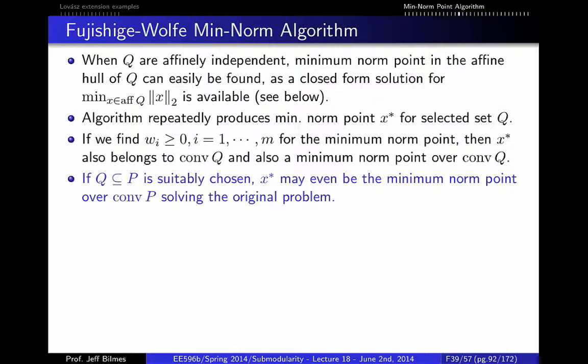And if Q is auspiciously chosen, then that x that you found by solving an affine problem might in fact even be the minimum norm point over convex P, where P is the original set of vertices of the polytope, solving the original problem. That's great when that happens, because that means you're done. And everybody wants to be finished, right? Because this is a contest. There will be a tangible prize for the person who has the fastest successful min-norm algorithm next Thursday.